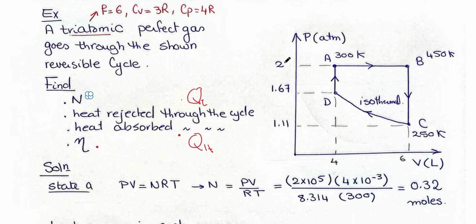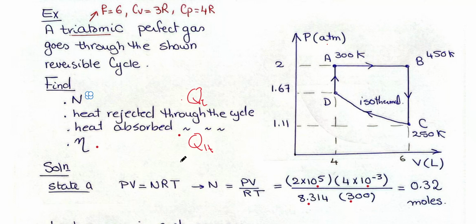The pressure at A is 2 atmosphere. When calculating here, I take it 2 multiplied by 10 to the power 5 to convert from atmosphere to Pascal. Multiplied by the volume, which is 4 liters. We are not using liters, we are using meter cube, so you will multiply by 10 to the power negative 3. Then divide by RT, R is 8.314, and T is 3 Kelvin as given in the figure. Substitute to get the number of moles.